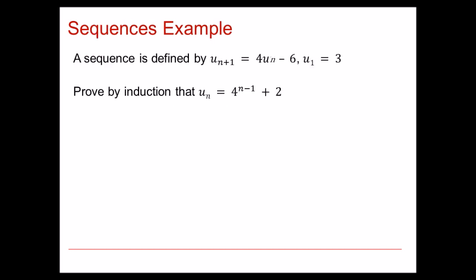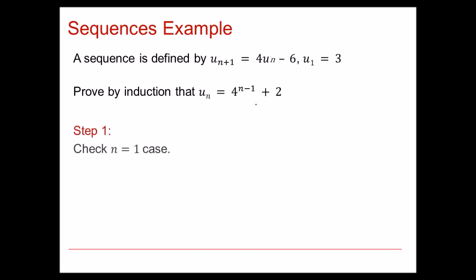In this example, a sequence has been defined by un plus 1 equals 4un minus 6, and the first term u1 is given as 3. So we've got this recurrence relationship that we need to work with. We need to prove that the general term can be expressed as un equals 4 to the n minus 1 plus 2. So what we've got to do is take the given recurrence relationship and prove that this is the deductive formula for the nth term of the pattern using induction.